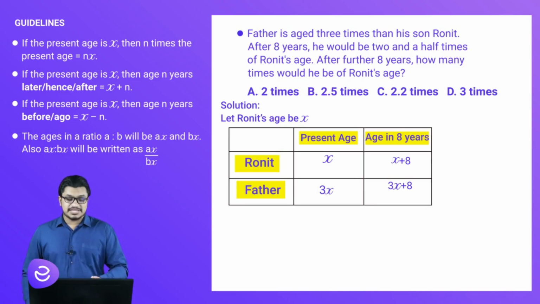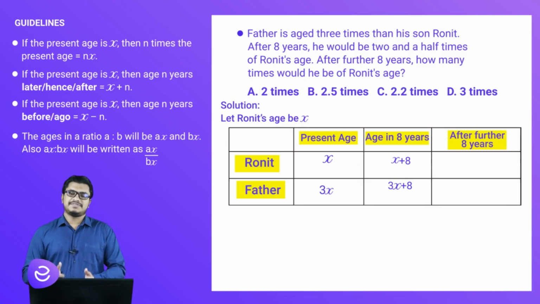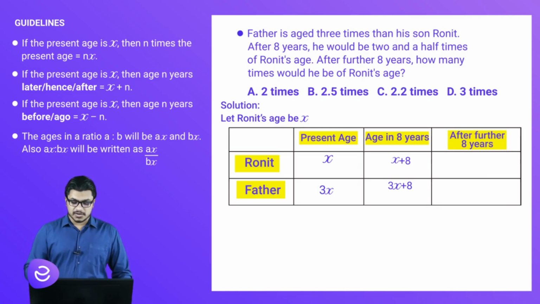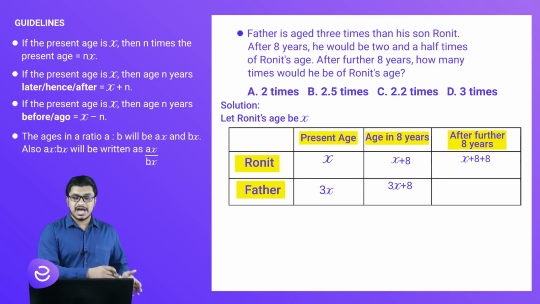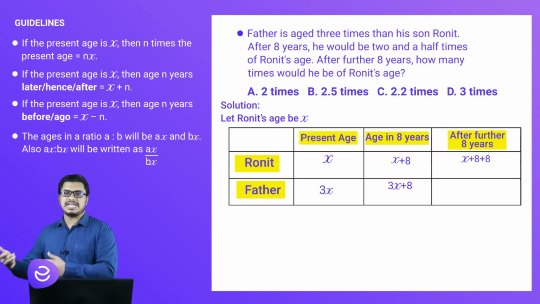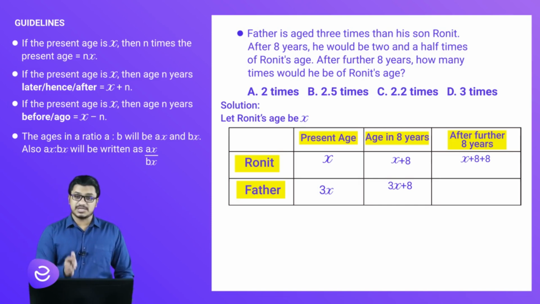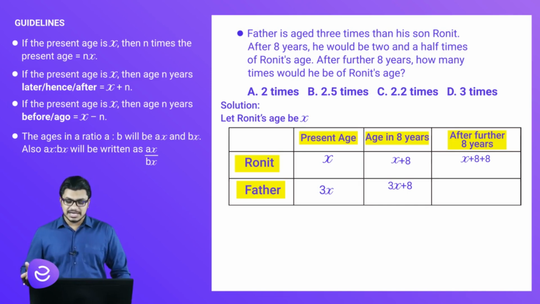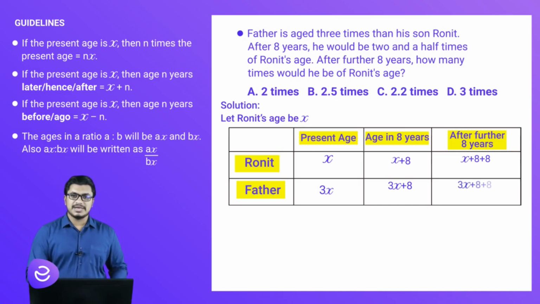Now the next information is after further 8 years, so we have to create another column after further 8 years. So after further 8 years, what happens? Ronit's age becomes x plus 8 plus 8 because x was his present age. After 8 years it was x plus 8. After further 8 years it becomes x plus 8 plus 8. Similarly, father's age, it was 3x. Then in 8 years he became 3x plus 8. After further 8 years it will become 3x plus 8 plus 8.